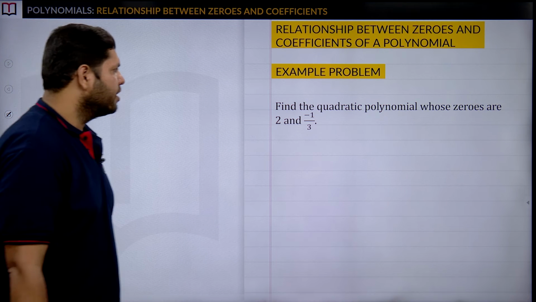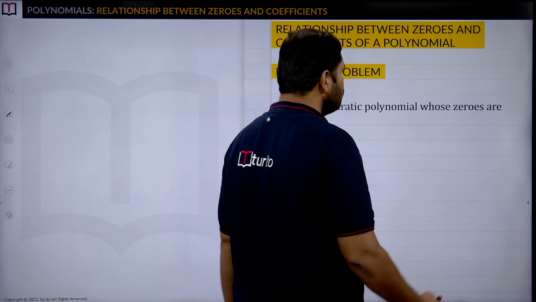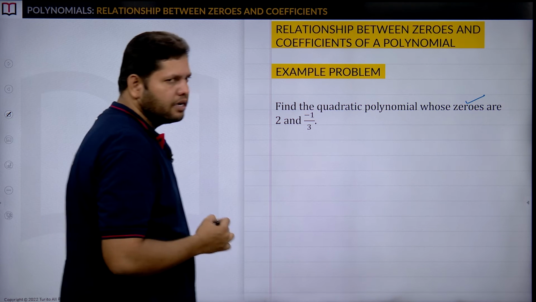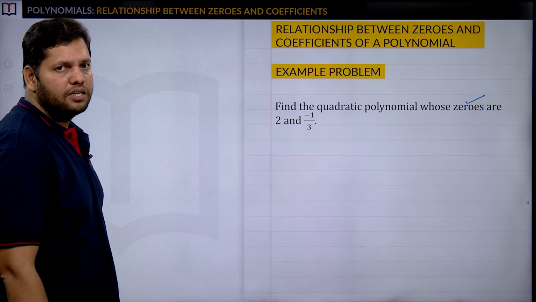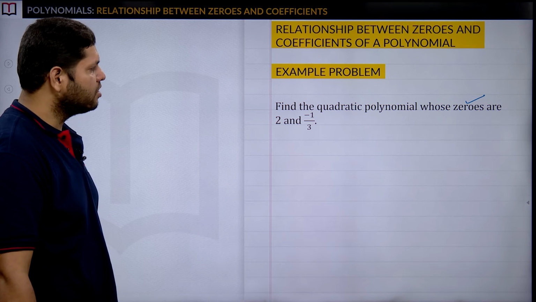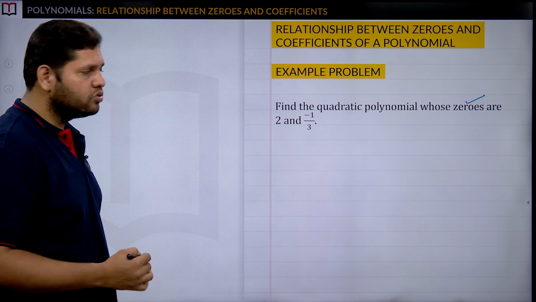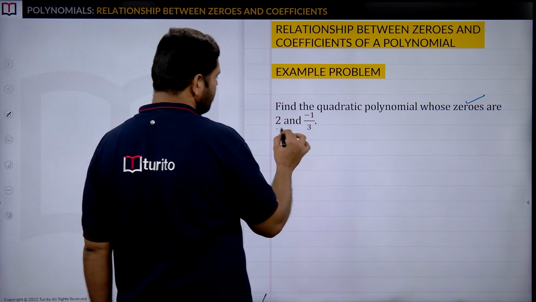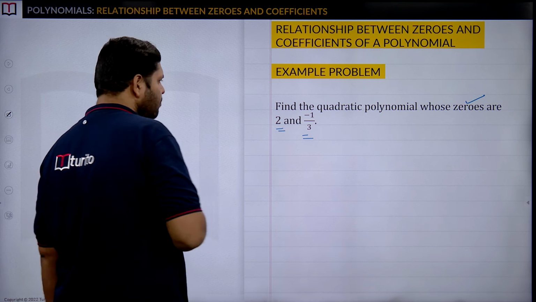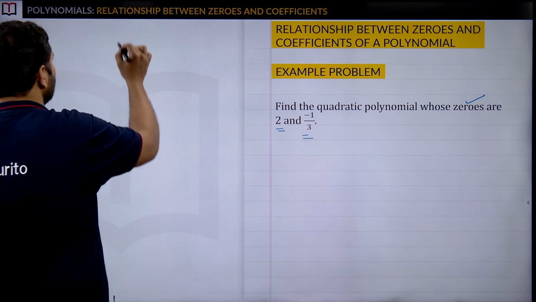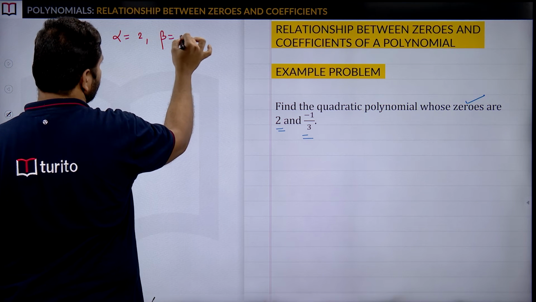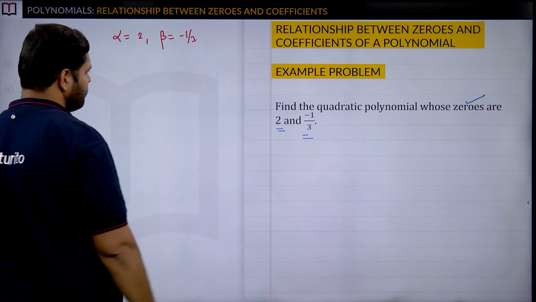Now children, look at this question again. Find the quadratic polynomial whose zeros are 2 and minus 1 by 3. Children, they are asking what? Find the quadratic polynomial whose zeros are 2 and minus 1 by 3. In this question, they have mentioned the alpha and beta values. So alpha is equal to 2, and beta is equal to minus 1 by 3.